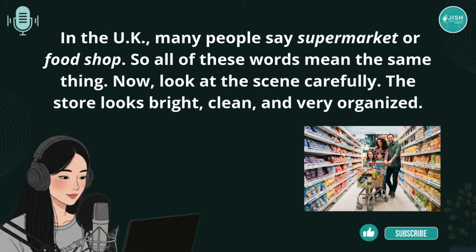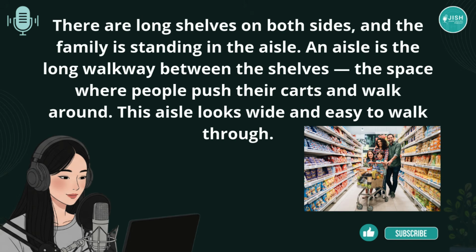Now look at the scene carefully. The store looks bright, clean, and very organized. There are long shelves on both sides, and the family is standing in the aisle. An aisle is the long walkway between the shelves, the space where people push their carts and walk around. This aisle looks wide and easy to walk through.